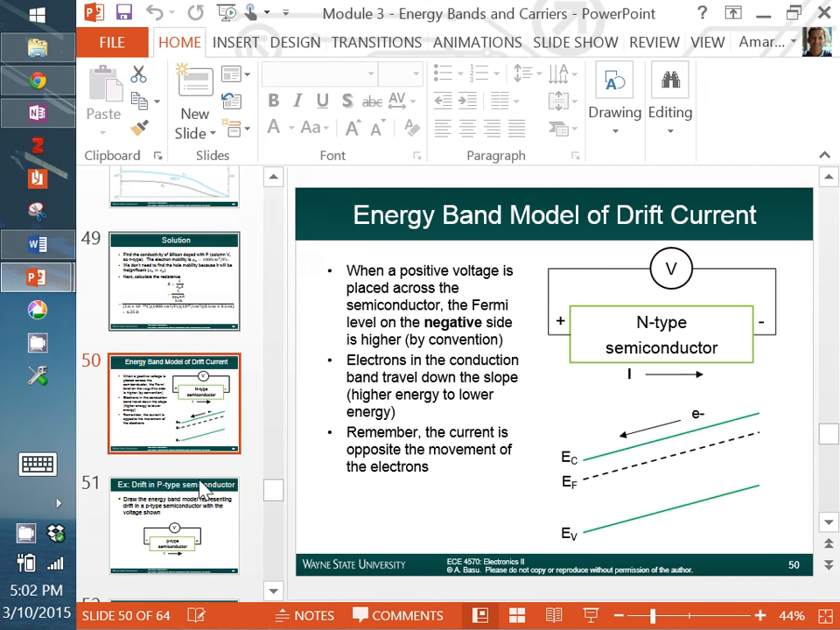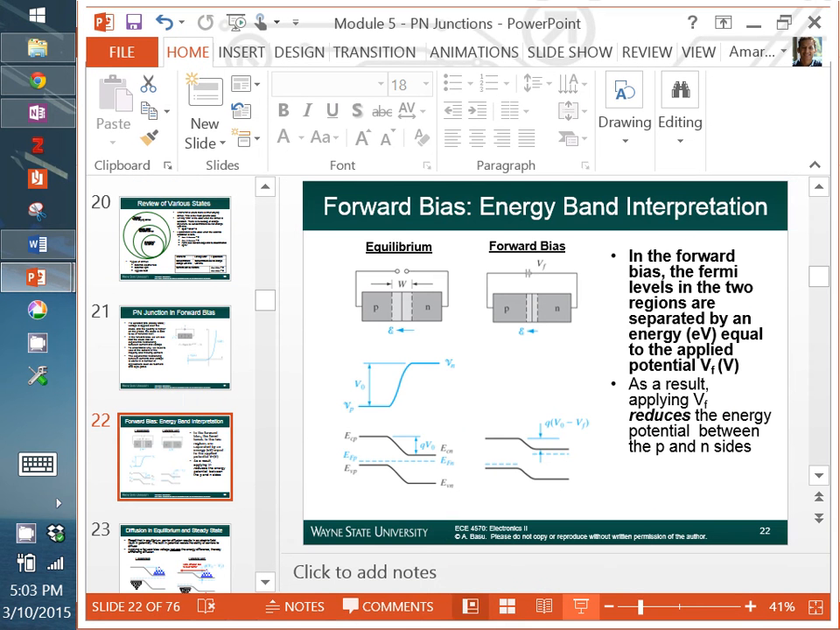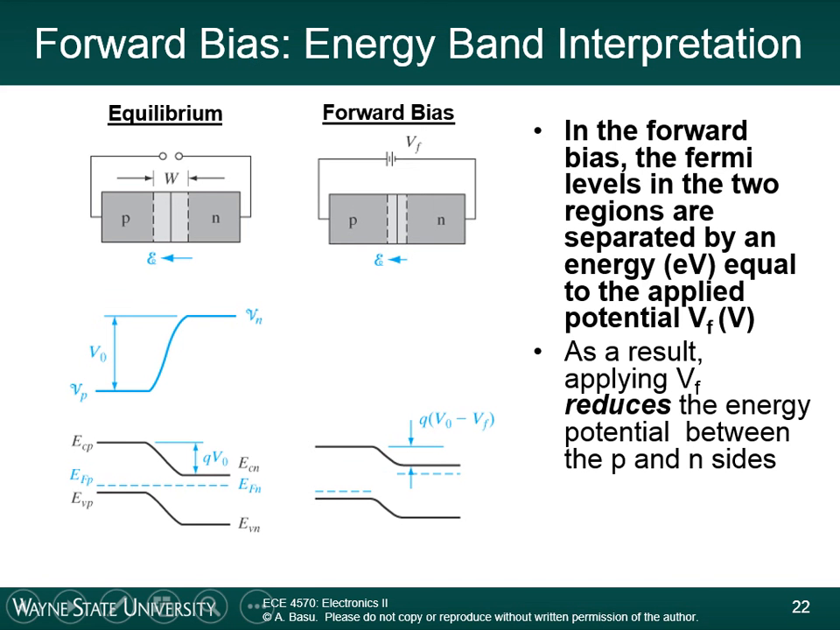Okay, so coming back to this module now, the same rule applies. In the forward bias, the Fermi levels in the two regions are separated by an energy equal to the applied potential.